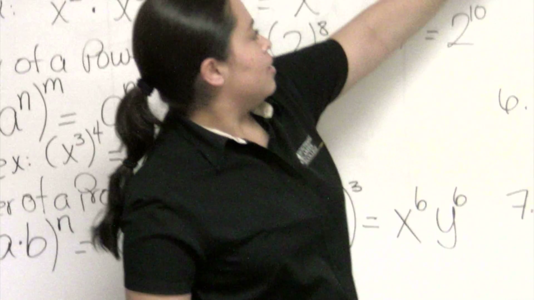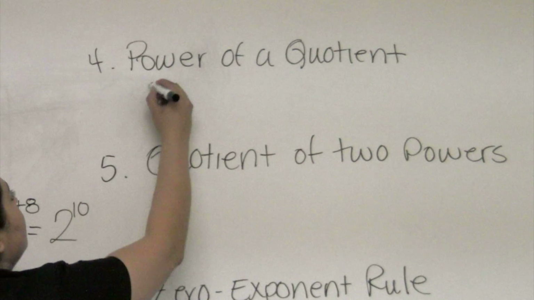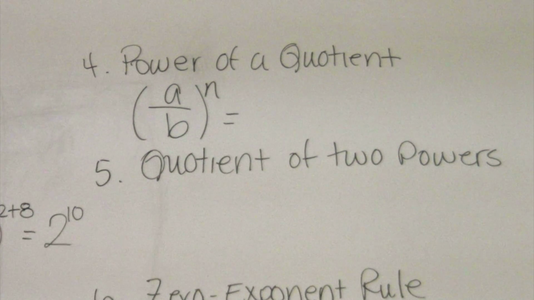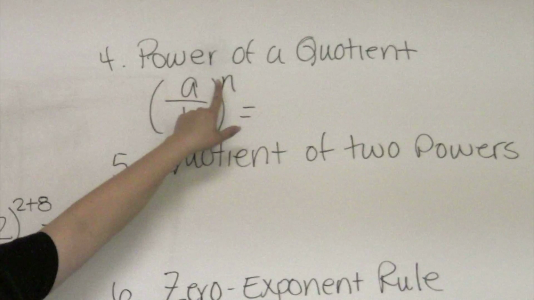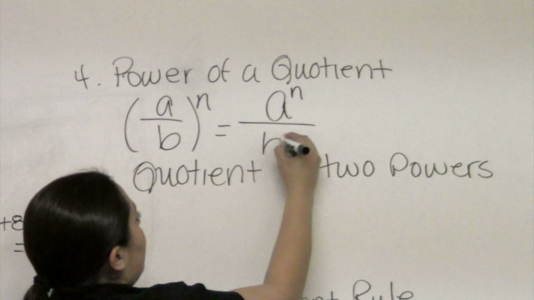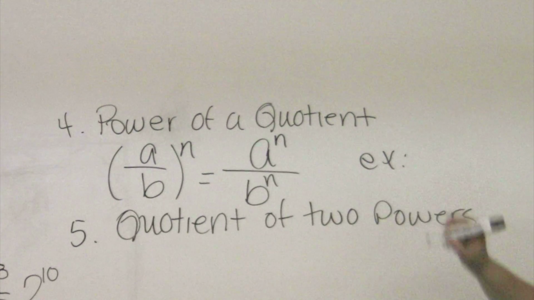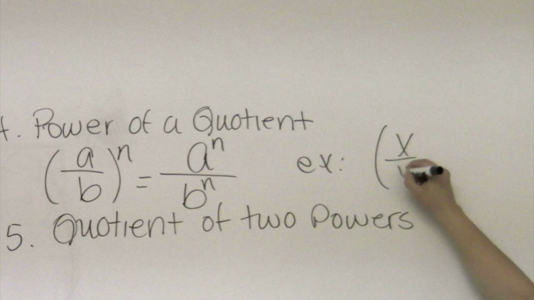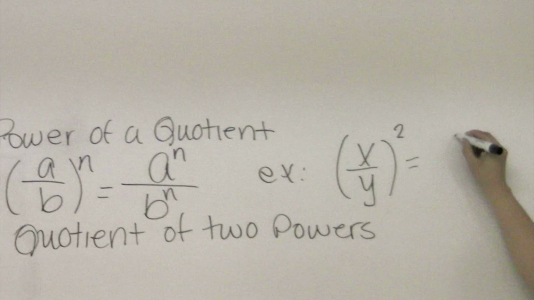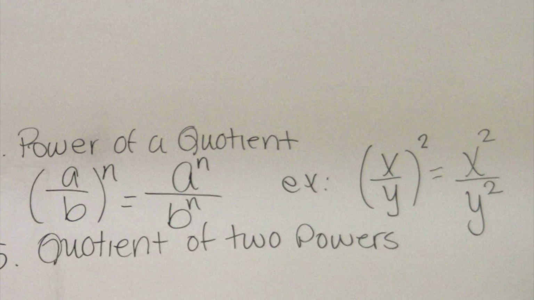Now, our fourth property, we have power of a quotient. Same thing, we have a division of two numbers raised to an exponent. Okay? What we're going to do, we'll have to distribute the exponent. So a to the n divided by b to the n power. For example, if we have x over y squared, we will have to distribute the exponent. So x squared divided by y squared.